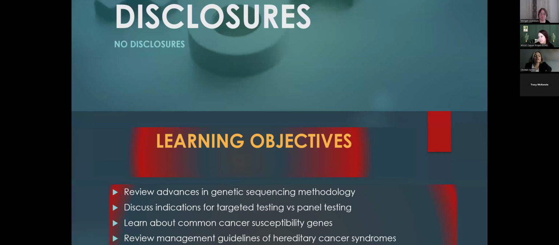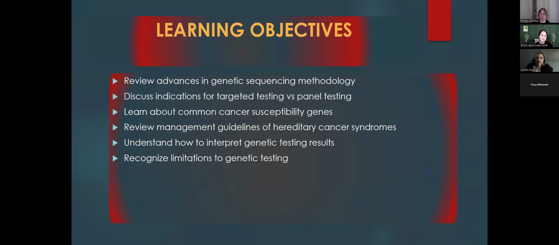Our learning objectives are to review advances in genetic sequencing methodology. We're going to discuss indications for targeted testing versus panel testing. We're going to learn about common cancer susceptibility genes, review management guidelines of hereditary cancer syndromes, understand how to interpret genetic testing results, and then recognize limitations to genetic testing.